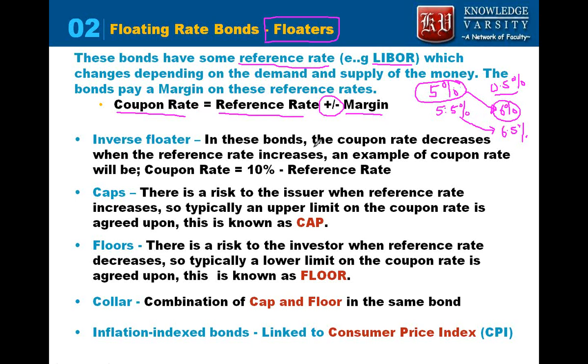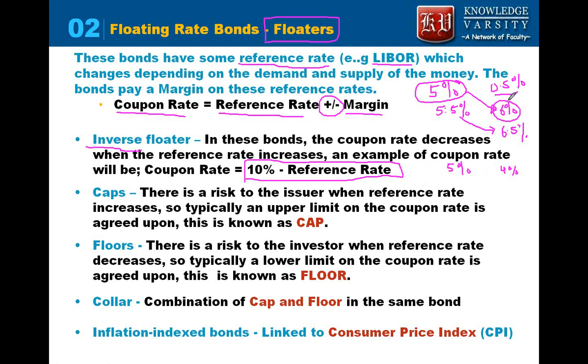Okay, in this case the reference rate was increasing, the coupon rate is increasing. But we can have floating rate bonds which are inverse, that is, if the interest rate increases, the coupon rate actually decreases. So in that case the coupon rate can be stated like this: 10% minus the reference rate. Okay, so the coupon rate is 10% minus the reference rate. So when the reference rate was 5%, the coupon rate was 5%, 10 minus 5. But when the reference rate becomes 6%, the coupon rate has become 4%. Okay, so here the coupon is decreasing when the reference rate is increasing.